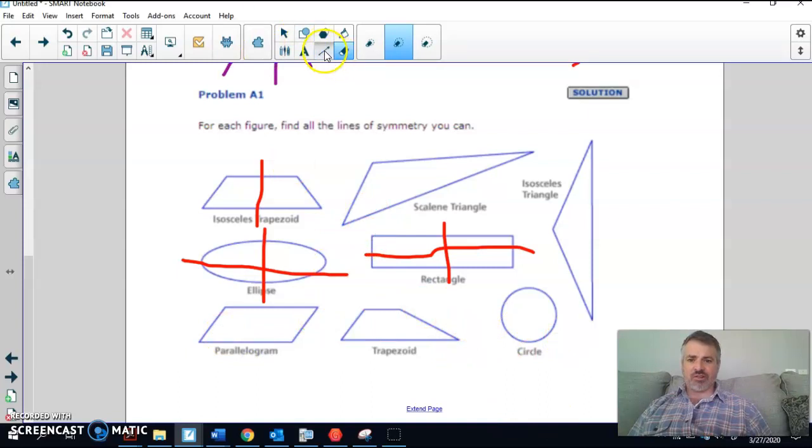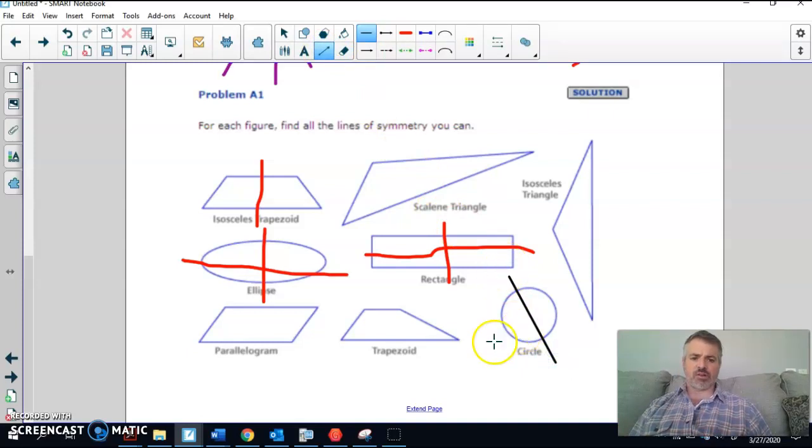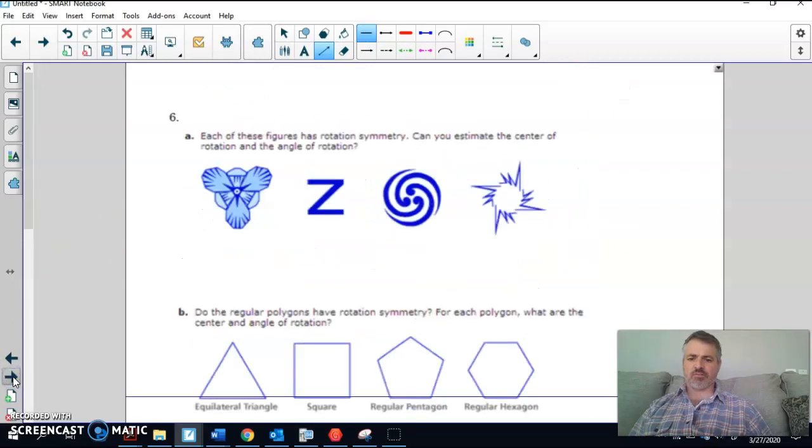A circle, on the other hand, that's a little more complex. So again, I got one line of symmetry here, another one here. The isosceles triangle, that's easy. We showed you that one before. There's your line of symmetry. So those are different shapes and their lines of symmetry.